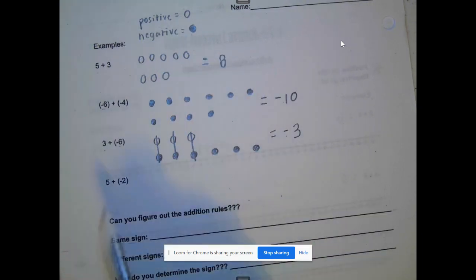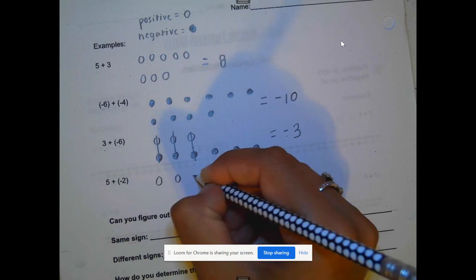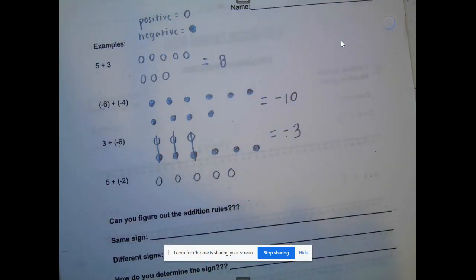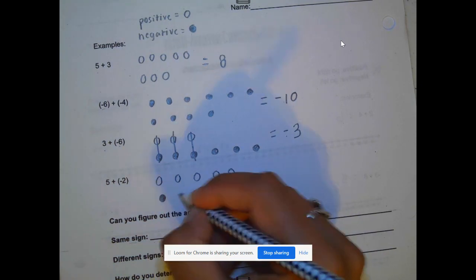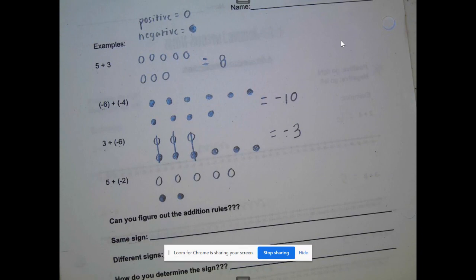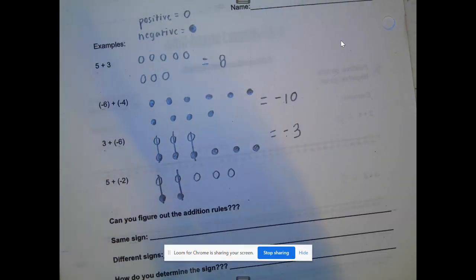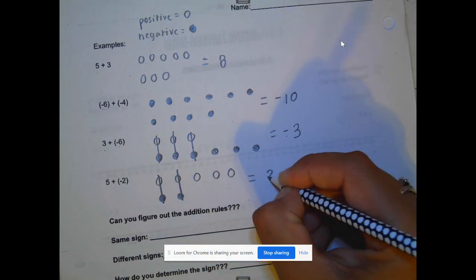And the last one, 5 plus negative 2. 1, 2, 3, 4, 5 to represent our positive 5. Now we have to represent our negative 2 with 2 closed circles. And now we got to cancel out, leaving us with 3 open circles, which represents a positive 3.